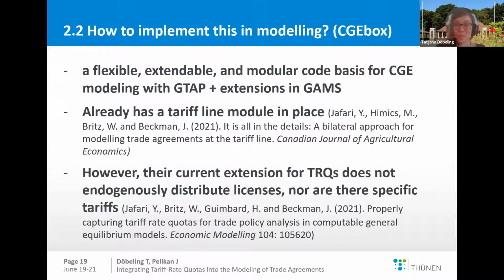I want to put these equations into the CGE box, which is a flexible, extendable modular code base for the GTAP model in GAMS. It's very handy that it's written in GAMS because that means I can use MCP equations in there. It also already has a tariff line module in place, which is also very handy because I would, of course, like to model my tariff rate quotas at a very high level of disaggregation.